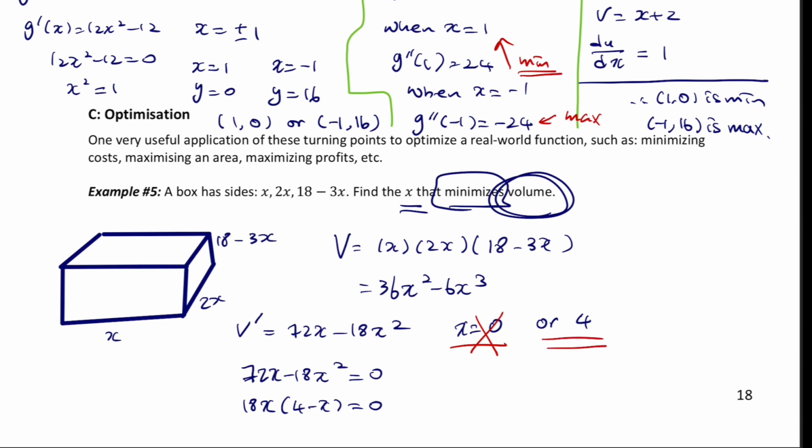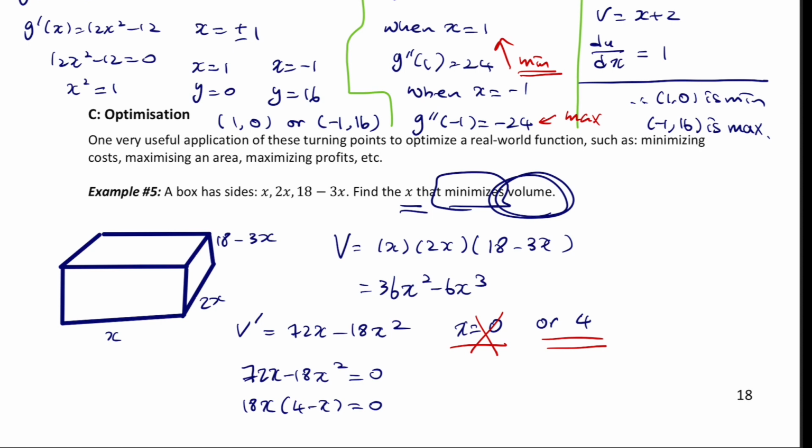Then we can also double check whether this x value is the point that minimizes the volume by checking whether it is a minimum point or a maximum point, okay?